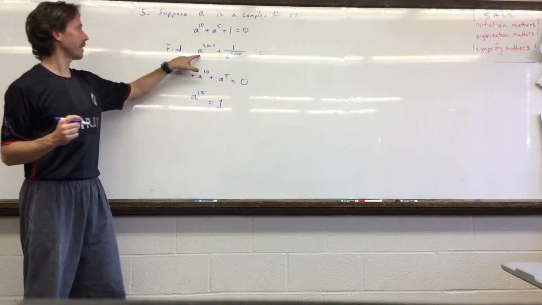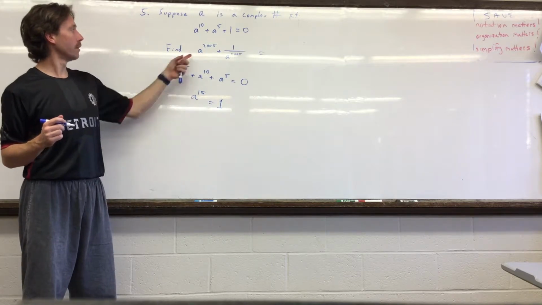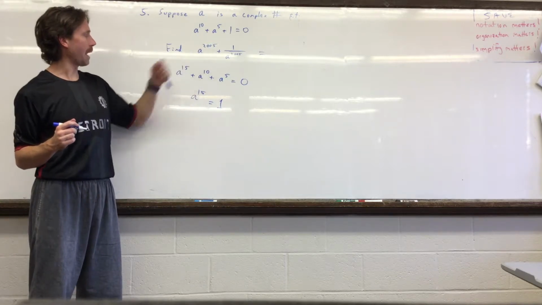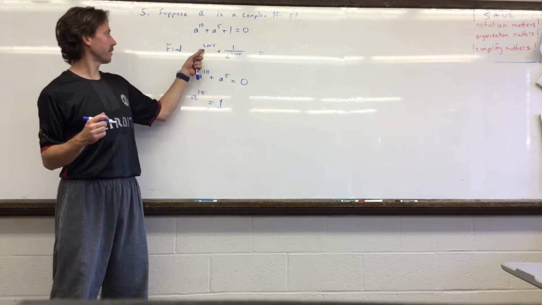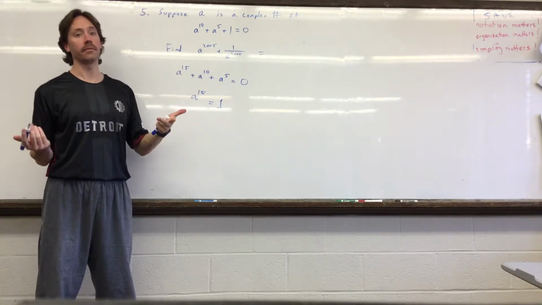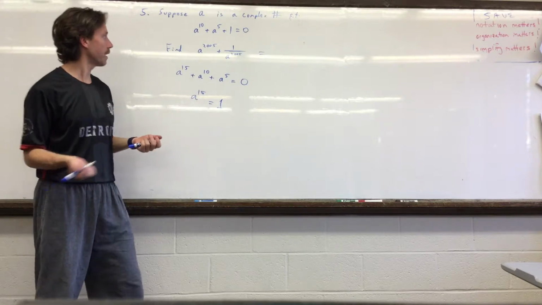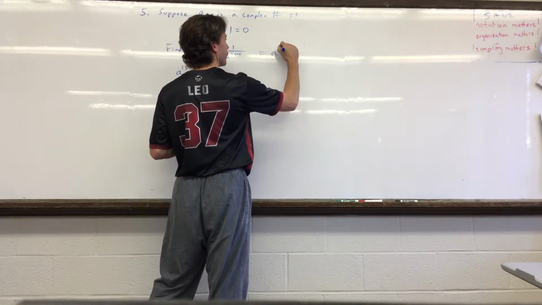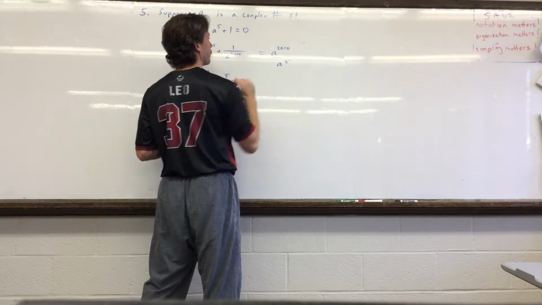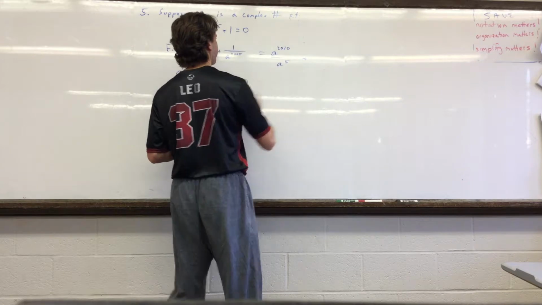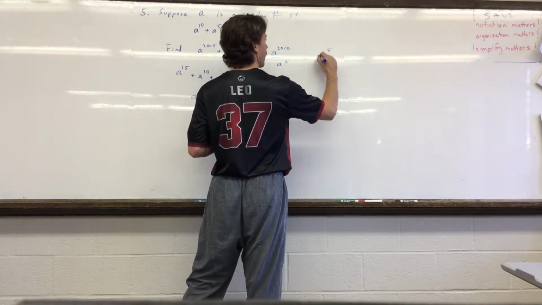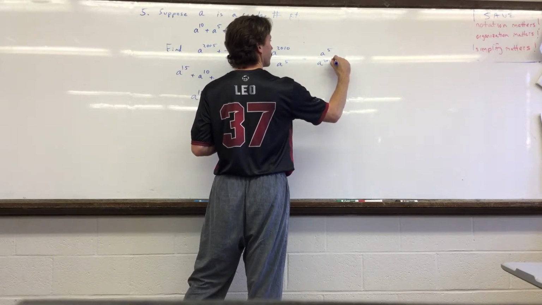So the idea is a to the 2005, well, that's close to just a power of a to the 15, right? We want to find a multiple of 15 that's close to 2005. So 2010 is a multiple of 15 that's close to 2005. So this is a to the 2010 divided by a to the 5. And by the same token, this one is a to the 5 divided by a to the 2010.